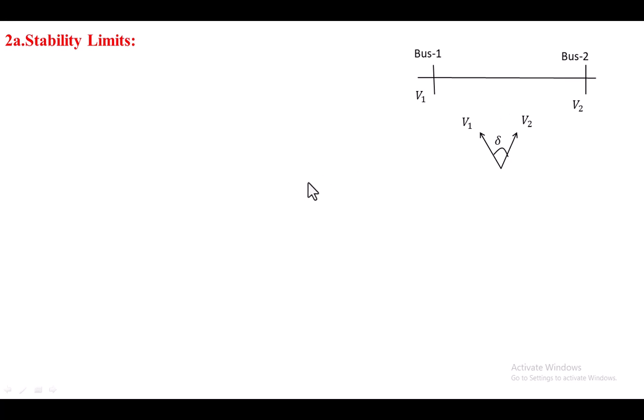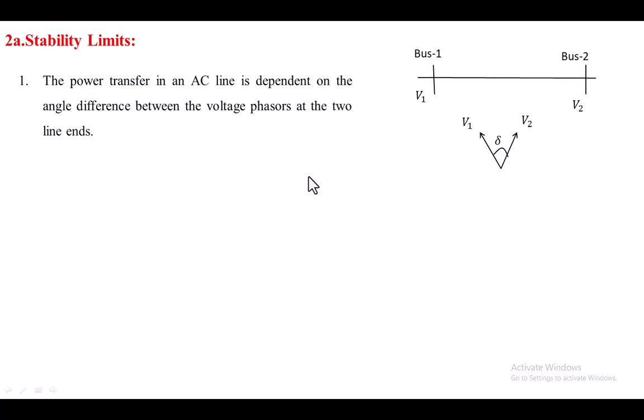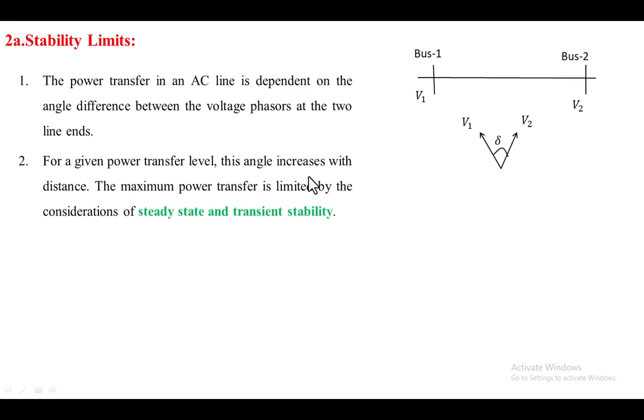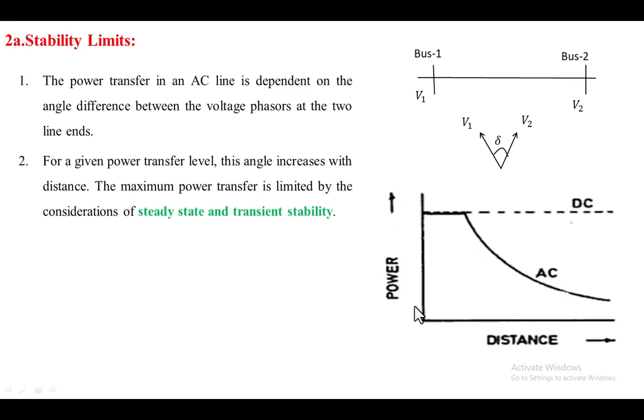But in case of an HVDC system, it does not depend upon the length of the line. See, from this graph, on the x-axis we have taken the distance, and on the y-axis we have taken the power. The power you are passing through the DC line is constant, represented with the dotted line. But in case of an AC transmission system, it is inversely proportional to the distance. As the distance increases, the power transmitted through the line decreases.